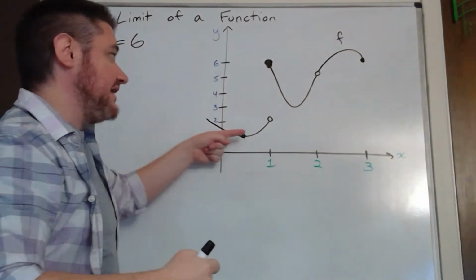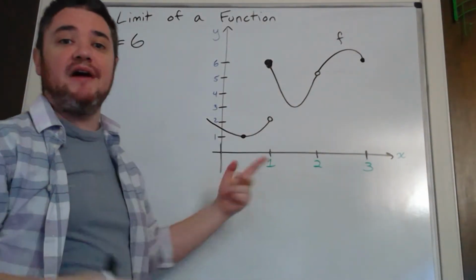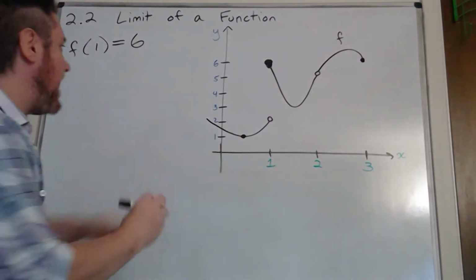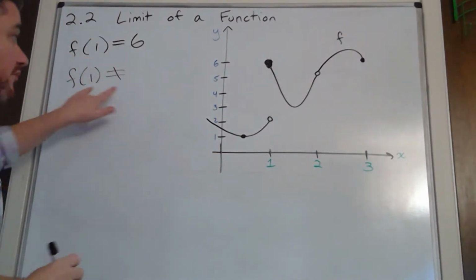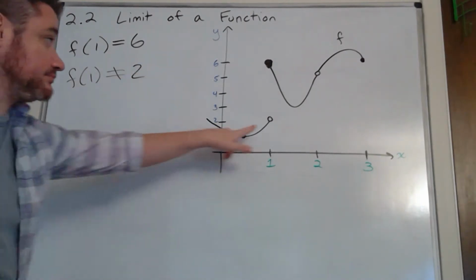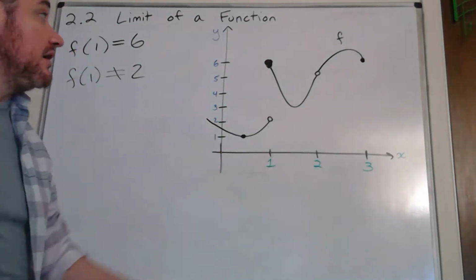Here, it's just kind of stopping a little bit shy of the actual value 1. Right? So it would not be correct to write f of 1 is not equal to 2, even though I've got that open dot right there, okay?